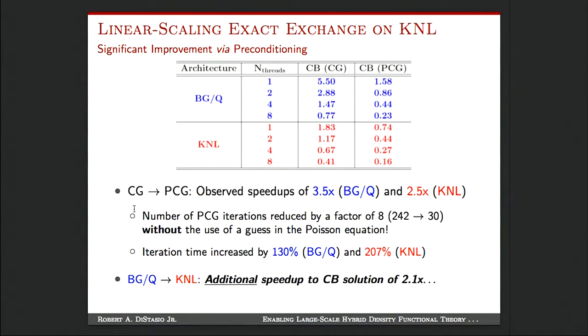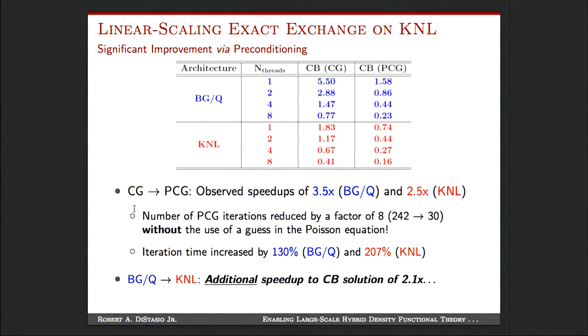Okay, so again, same thing. Now we're going to reference the cubic domain with our optimized CG algorithm, so that's our reference point. Now we're doing the cubic domain, so same domain, but with our preconditioner. As you go from the conjugate gradient to the preconditioned conjugate gradient, we're observing tremendous speedups, another factor of 3.5 on the Blue Gene, and a factor of 2.5 on the KNL.